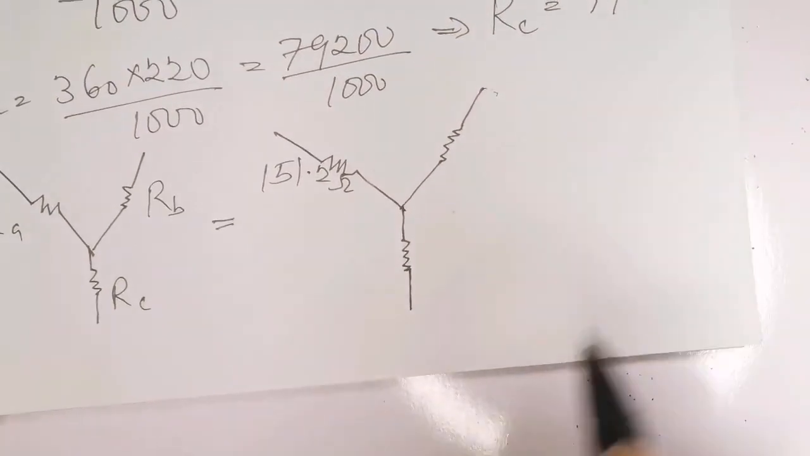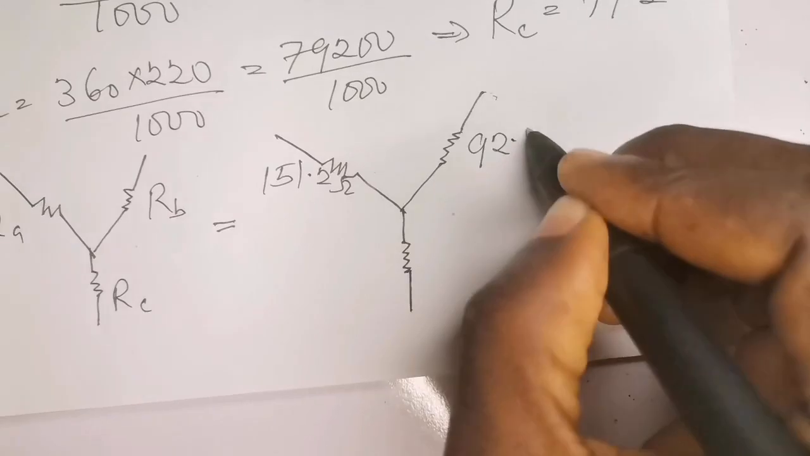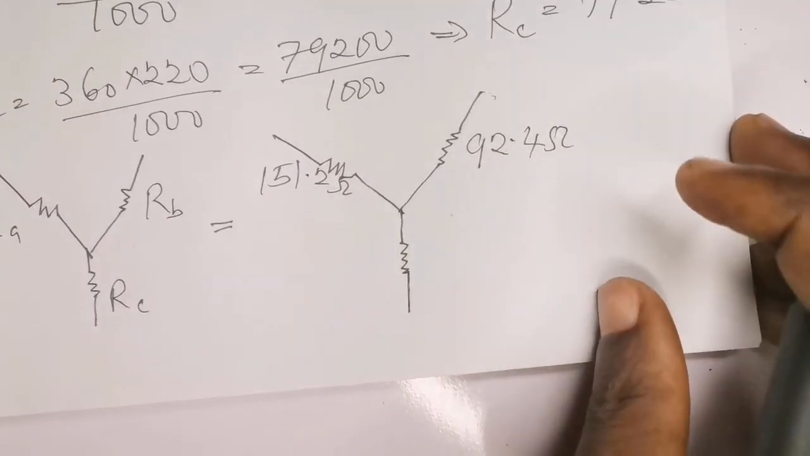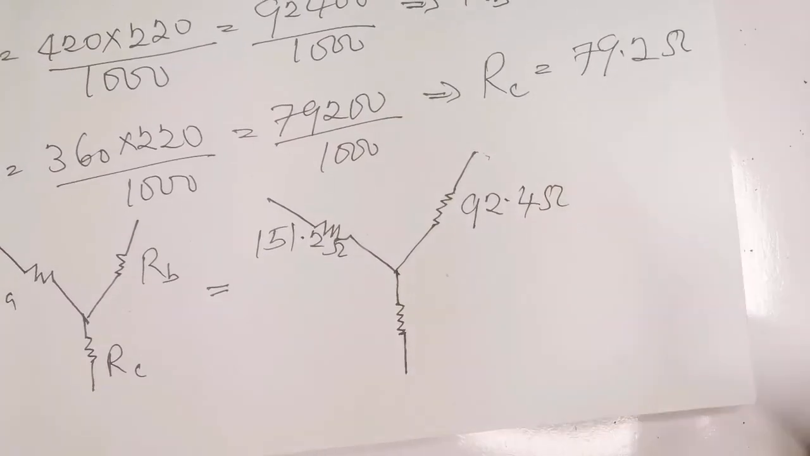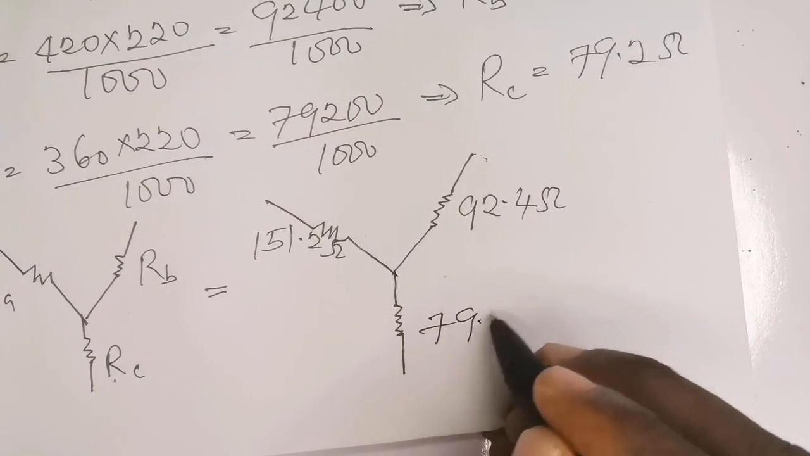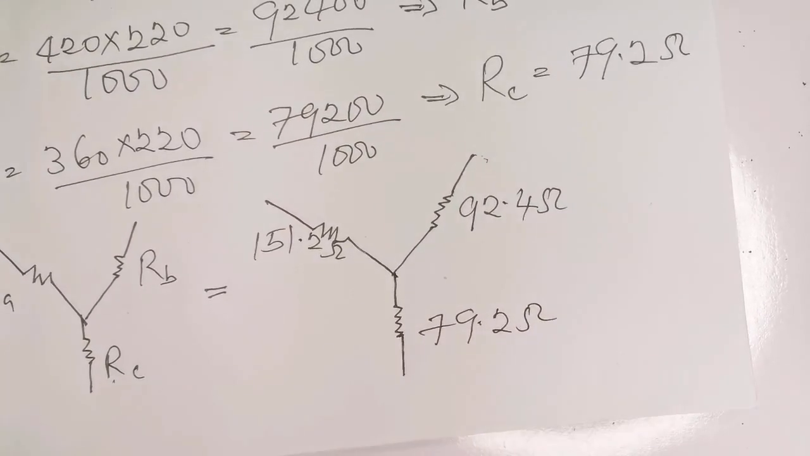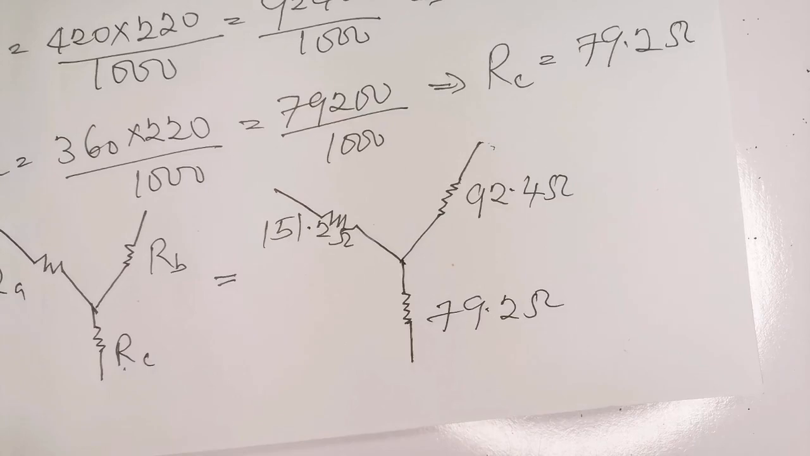So this is RB, so we found the value as 92.4 ohms, and we found RC as 79.2. This is RC, so this is 79.2 ohms. All right, so that's it, and that's how you convert a delta network to a star network.